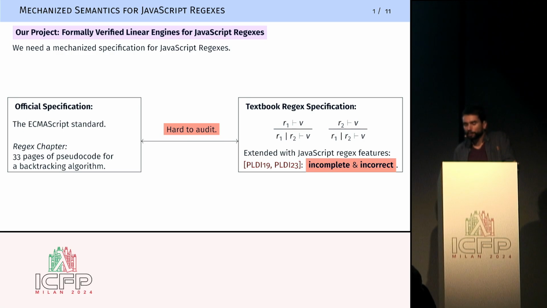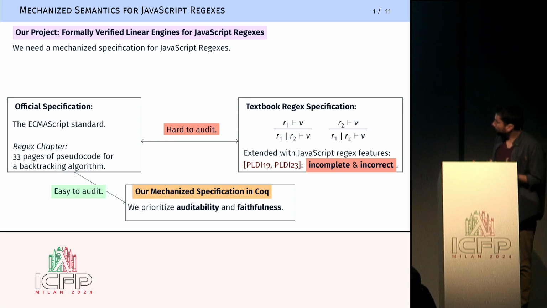It's to a point that it's hard to convince oneself that your system of inference rules is actually implementing the official specification. With a closer look, we found that in previous work, there were some subtle cases where the specification was just not correct with regards to the ECMAScript standard. So today, I want to talk about our mechanized specification in Coq, which is done in such a way that it's really easy to audit and to convince oneself that this actually corresponds to the ECMAScript standard. We really want to prioritize auditability and faithfulness.